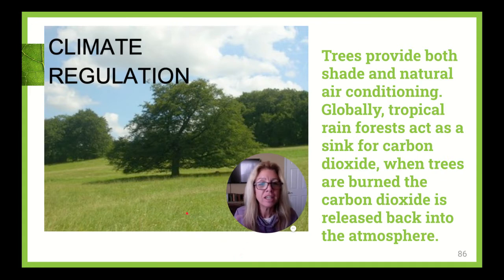Trees provide both shade and natural air conditioning. Globally, tropical rainforests act as a sink for carbon dioxide, right? Because they're fixing that CO2 and taking it out of the atmosphere. And when we cut down forests and then burn them in order to clear cut an area so we can grow some crop that we want, number 1, that's taking away something that was removing the carbon dioxide. In the act of burning those trees, we release even more carbon dioxide into the atmosphere. So on your notes, trees provide both shade and natural air conditioning, and globally, tropical rainforests act as a sink for carbon dioxide.